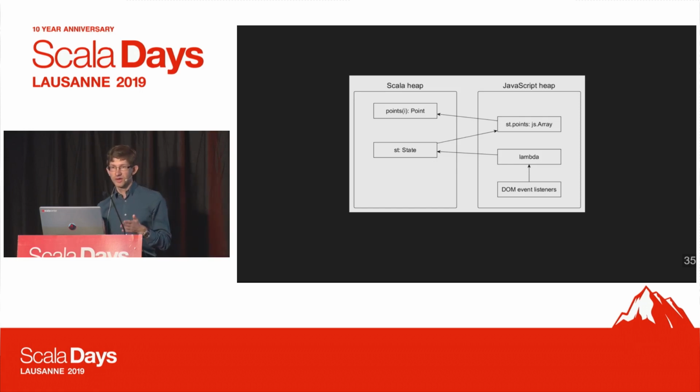We need in the JavaScript heap, at the end of the day, we end up with a DOM event listeners thing from the browser, which references a lambda, which is a JavaScript function. That JavaScript function, in its captures, has access to the state thing, which is an instance from the Scala heap. And that thing contains a value points, which is a JS array, so it comes from the JavaScript heap. And that thing again contains points, which are things from the Scala heap. So now you have this thing.